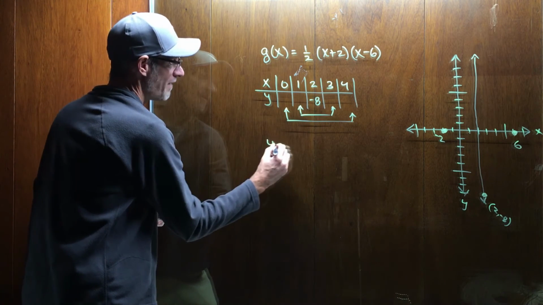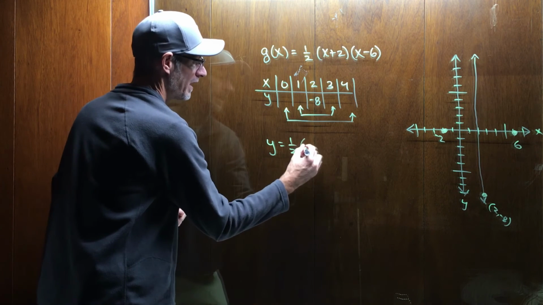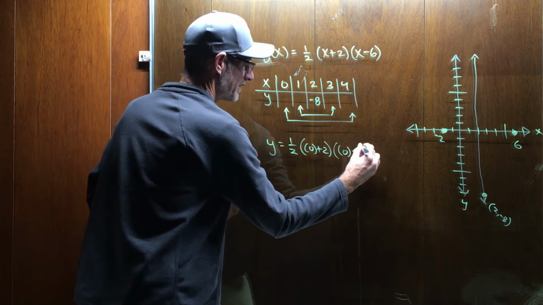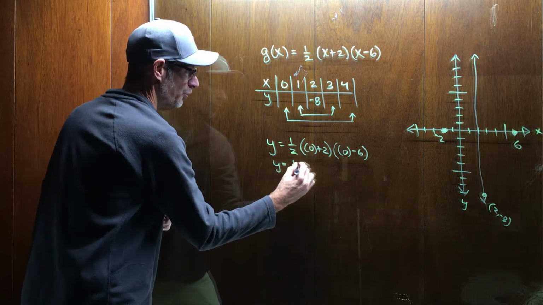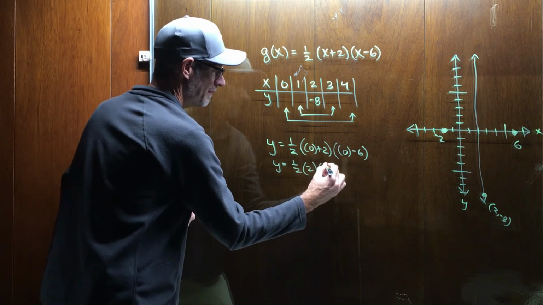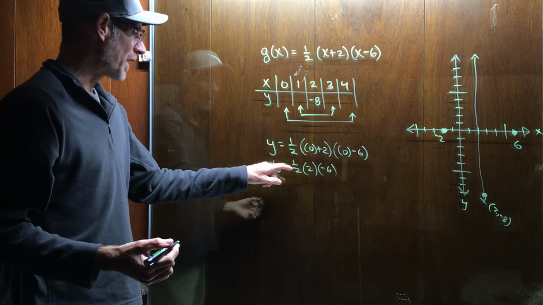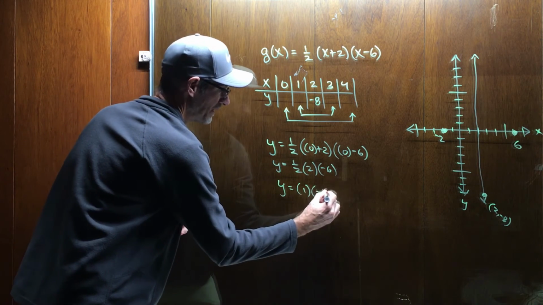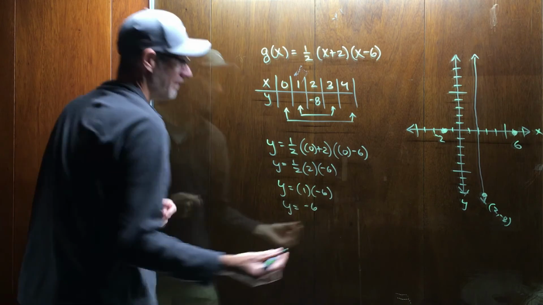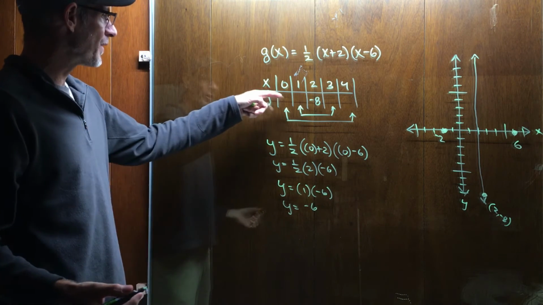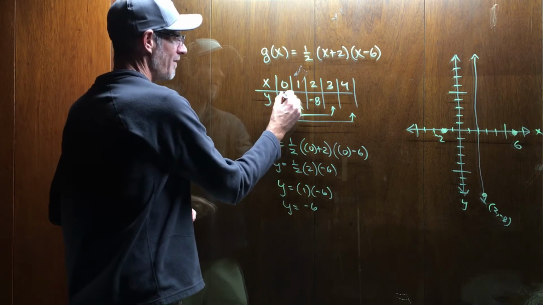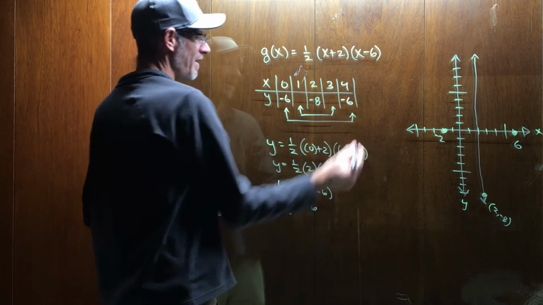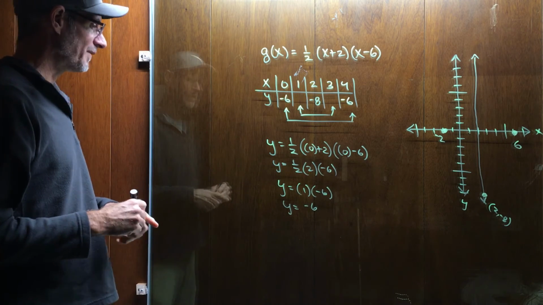So I'll have the y value equals 1/2 times (0 plus 2) times (0 minus 6). So we'll have y equals 1/2 times 2 times negative 6. Remember, 1/2 times 2 is going to be 1. So that'll be y equals 1 times negative 6. So y equals negative 6. So we just found out that when our x value is 0, our y value is negative 6. And so when our x value is 4, our y value will also be negative 6.